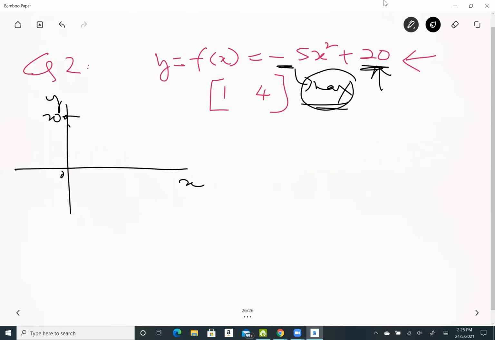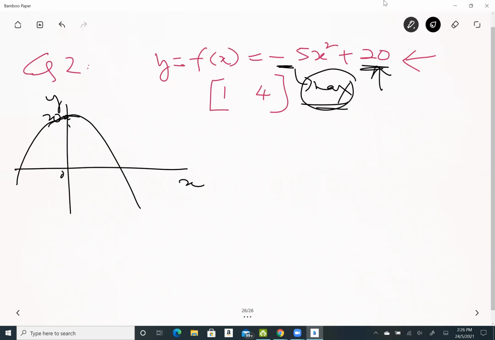Maximum is at 20 only, right? Maximum is at 20. Because you take y prime, which is negative 10x. So x equal to 0, that's the critical point. So x equal to 0, y equal to 20. So that point only. Right? Can you check? Maybe I may be wrong. So you got this.